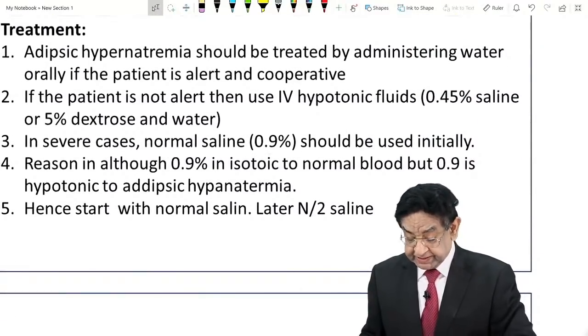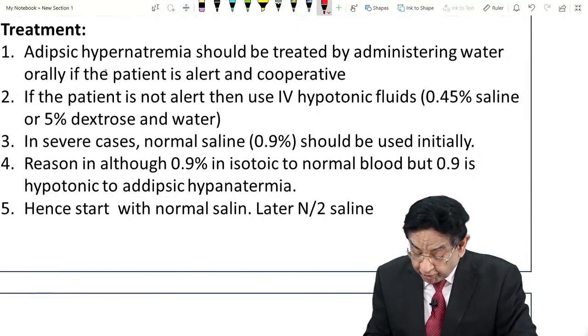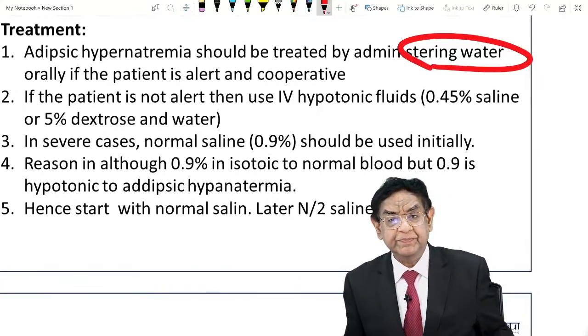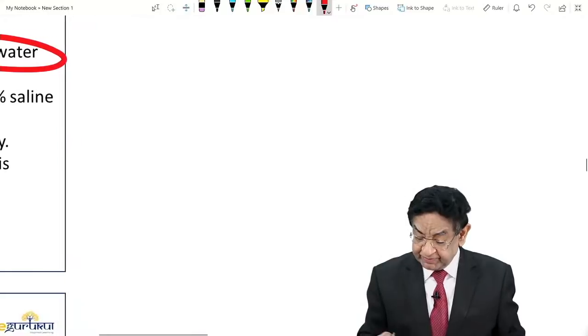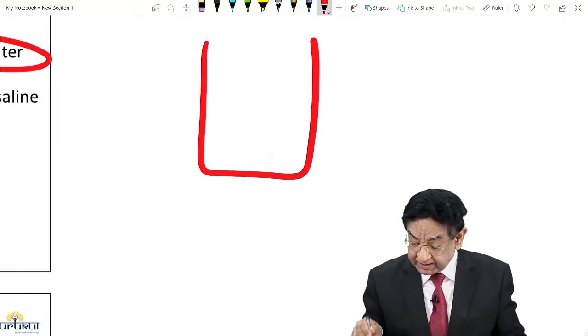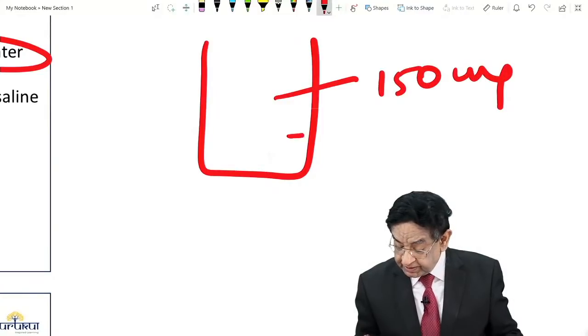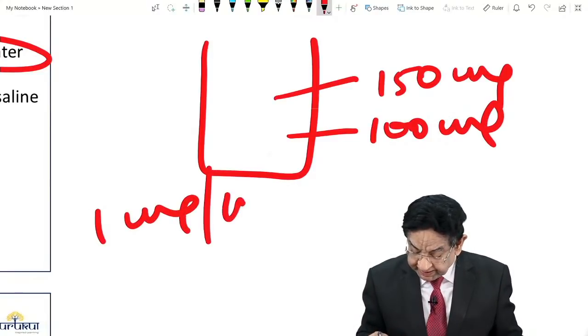How to treat this case? Here you have to give only water. Treatment is only water. The patient already has a very high amount. So again, let me give an example. I have a glass. Here salt is 150 milligram. Water is 100 ml, and I want it to be 1 milligram per ml.